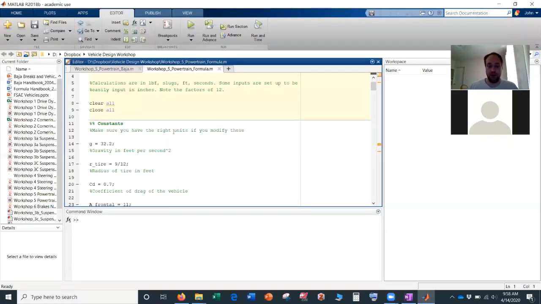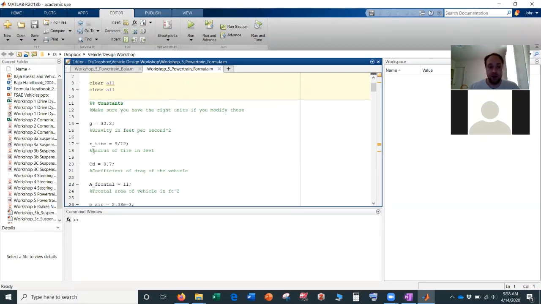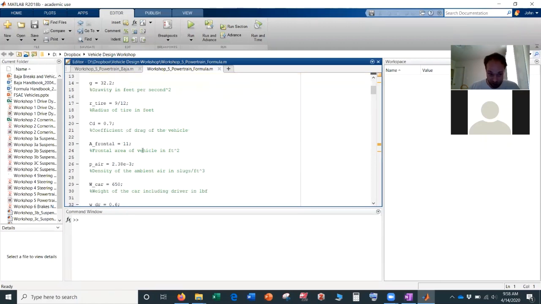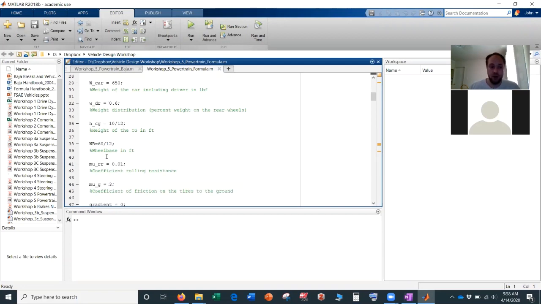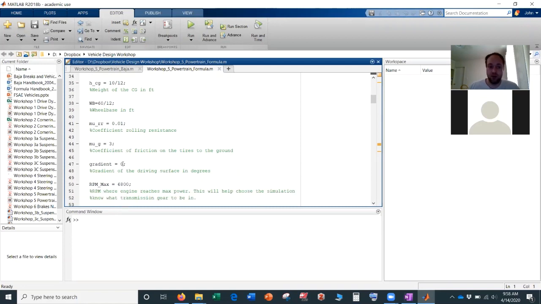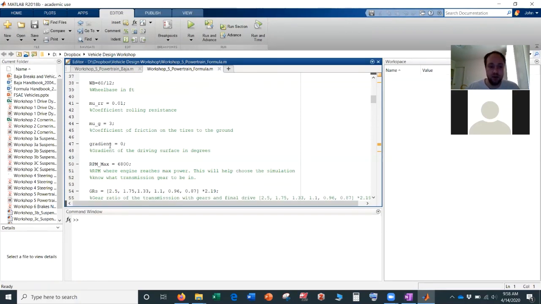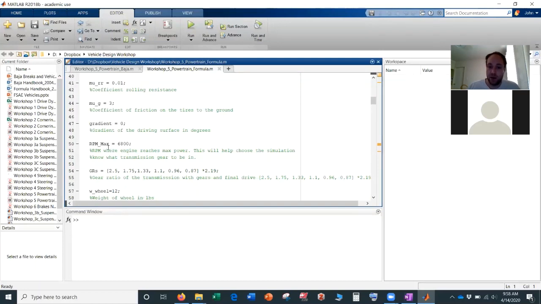So for example, here's our little code for the powertrain of Formula. We put in a lot of these units: gravity, the radius of the tire, drag coefficient, frontal area, density of air, weight of our car, weight distribution, the height of the CG, which affects the weight shift forward and back, wheelbase, coefficient of rolling resistance, traction on the ground. This is the coefficient of friction, which tire people call the normalized longitudinal forces, going up and down a gradient, and the max power.